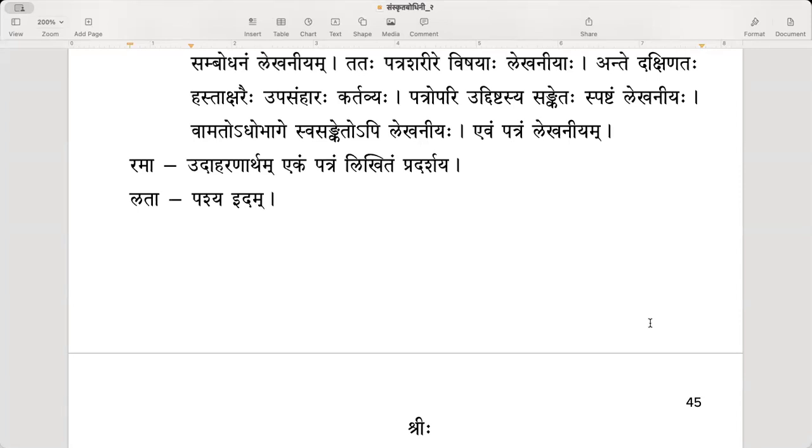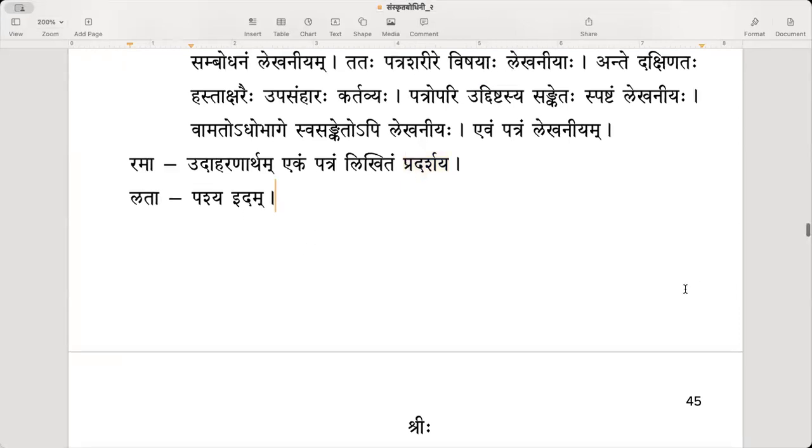Udaharanartham. Ekam patram likitam pradarshya. So, for example, write one letter and show. No, likitam patram pradarshya. Show me one letter which has been written. Pashya idam. So look at this.